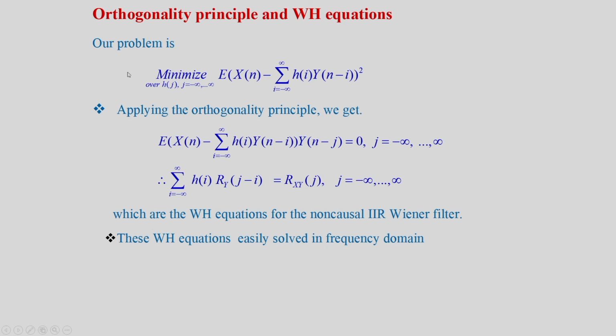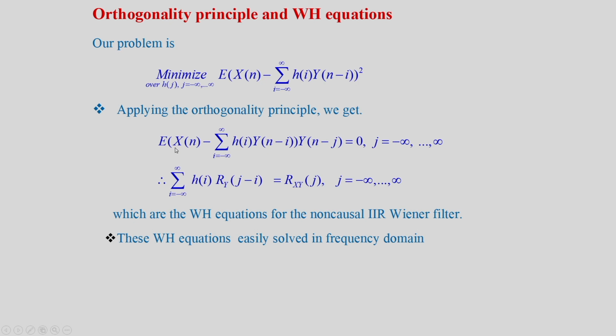Now, we will see how we can apply the orthogonality conditions to get the Wiener-Hopf equations. Our problem is to minimize E of (x(n) minus summation h_i into y(n minus i), i going from minus infinity to infinity) whole square, over h_j, j going from minus infinity to infinity. This is our minimization problem. We have to minimize this mean square error with respect to all h_j.